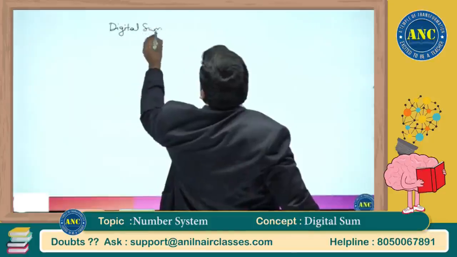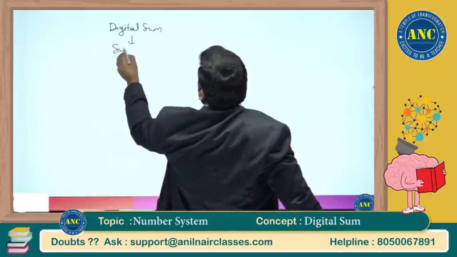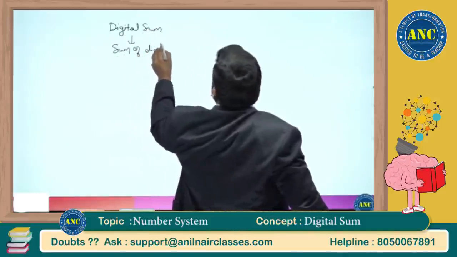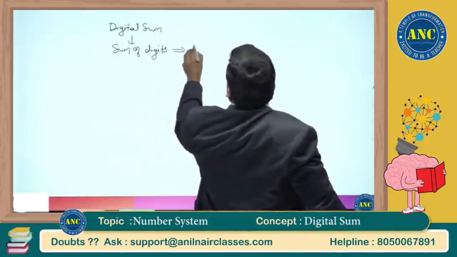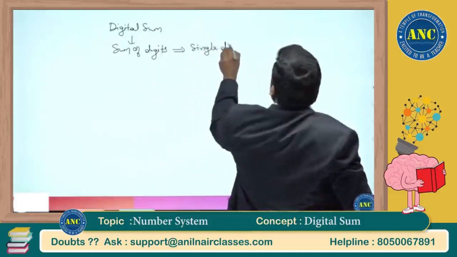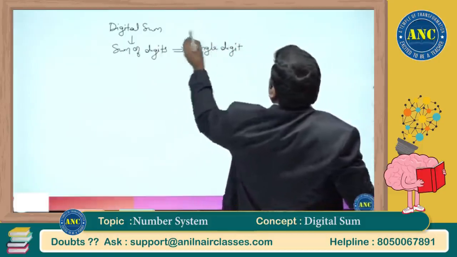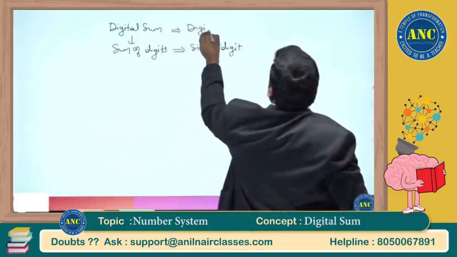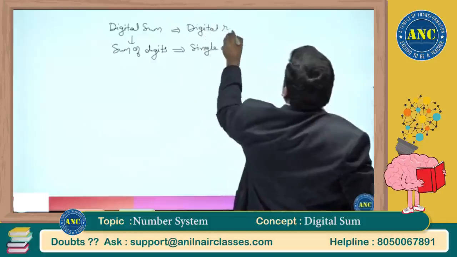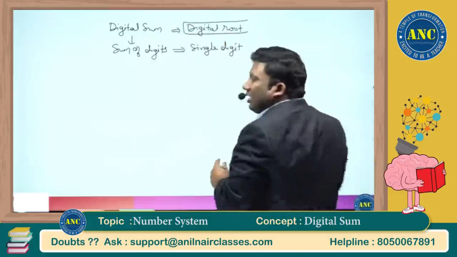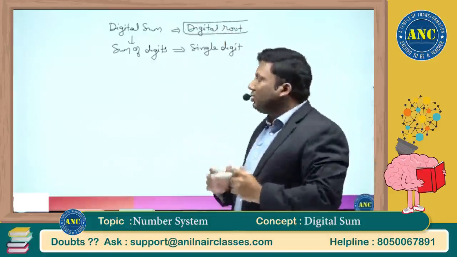Digital sum. Digital sum is defined as the sum of the digits. If you keep on doing the sum of the digits till a single digit is obtained, that digital sum is called a digital root. But in India, we use digital sum and digital root as synonyms. Whenever I say digital sum, I am referring to digital root.